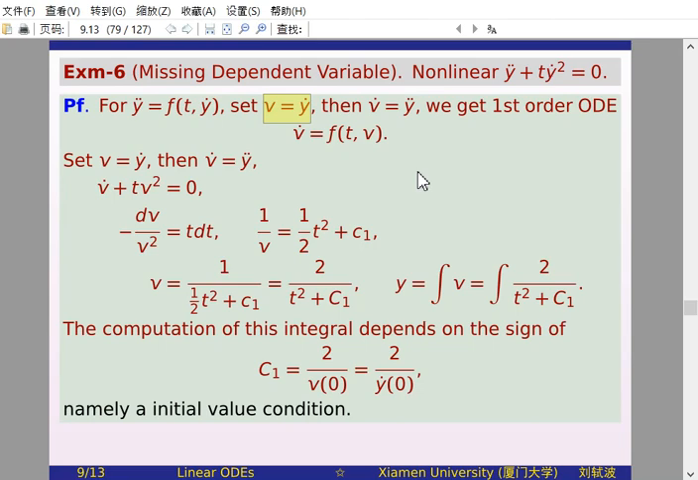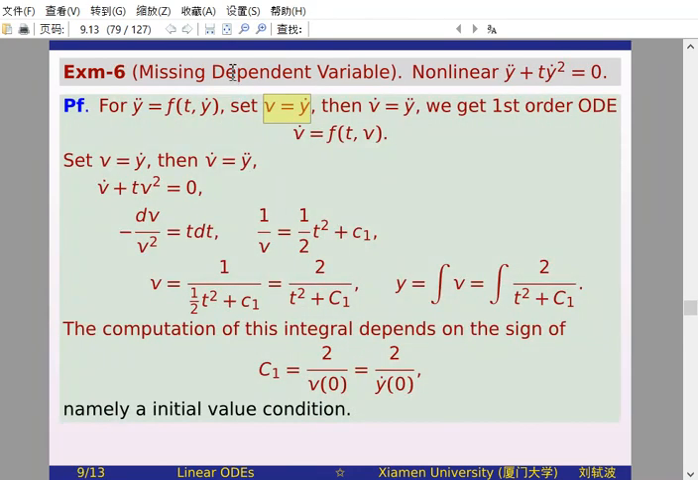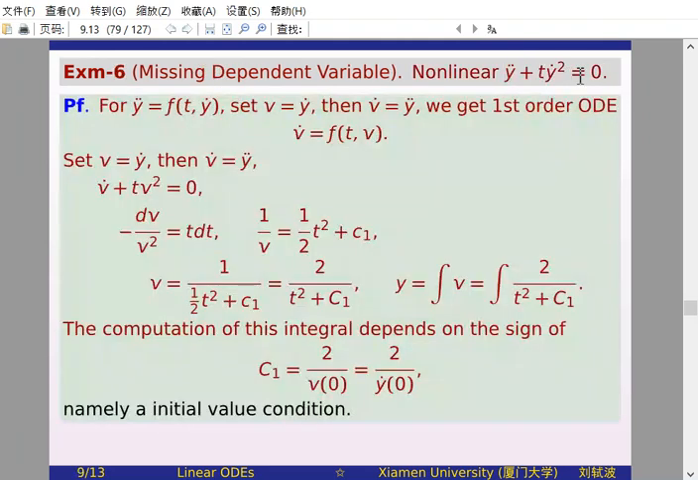Okay. So our next example, still a nonlinear equation: y double prime plus y prime square equals 0. So the method we developed in the previous example, missing dependent variable, could not apply, because missing dependent variable means that y does not appear in the equation. But now in our equation we have a y here. But in this equation we do not have the independent variable t. There's no t in this equation. In our previous example, we do not have y, but we have t. So this is the difference of these two classes of solvable second order equations.